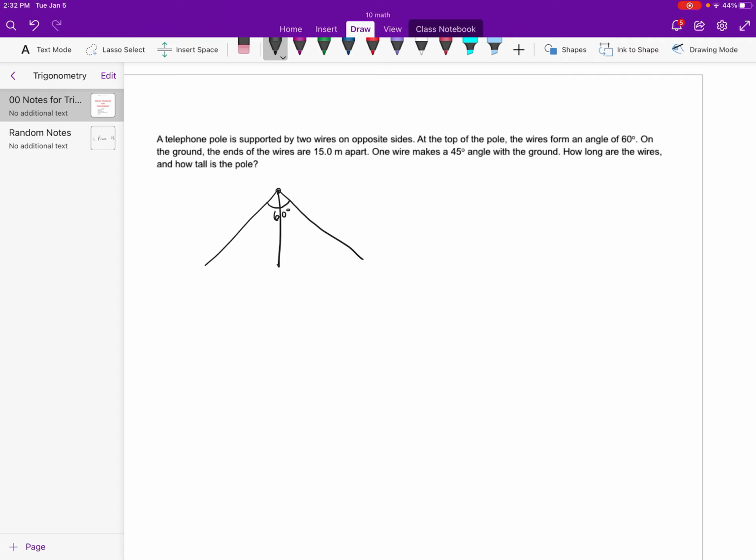On the ground, the wires are 15 meters apart. So we know this right here is 15.0 meters across. One wire makes an angle of 45 degrees with the ground. How long are the wires and how tall is the pole?